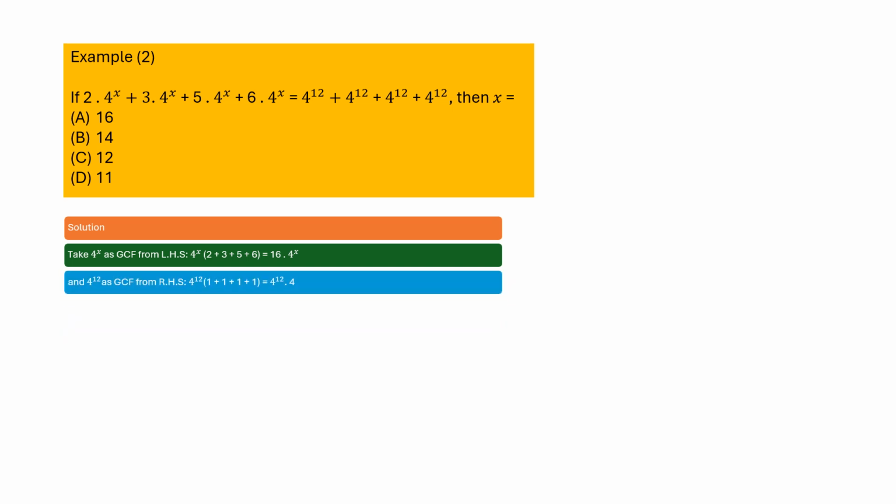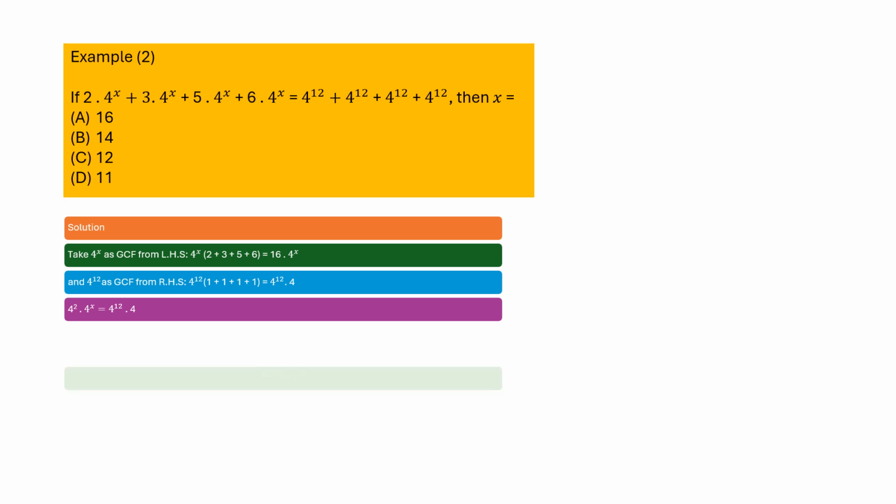For the right hand side, we can take 4 power 12 as a common factor, 4 power 12 open bracket 1 plus 1 plus 1 plus 1. Add the four ones, and you will get 4. So the right hand side will be 4 power 12 times 4. You can equate the two sides: 4 power 2 times 4 power x equals 4 power 12 times 4.